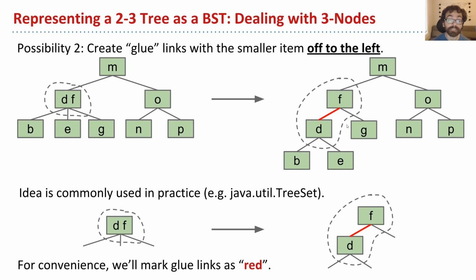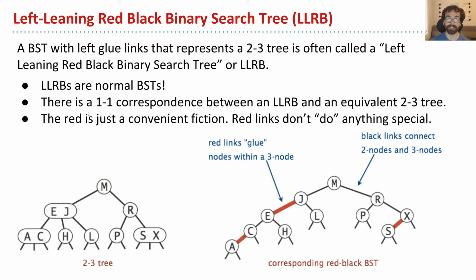Now, something like this is very often used in practice. The java.util.TreeSet, for example, is this basic idea. And so what I'm going to do for convenience is I'm always going to mark the glue links as red so that we can remember which links are equivalent to the connection between the 2 items in a 3 node. Okay. Now, if that seems a little confusing, I can understand that. But don't worry, we're going to get a lot of practice with this idea, and it'll make sense once you've played around with it a little.